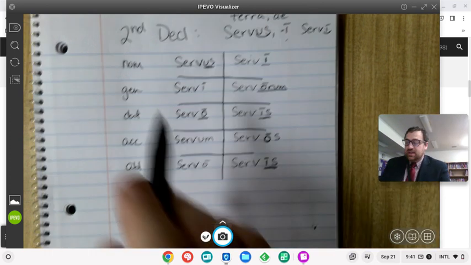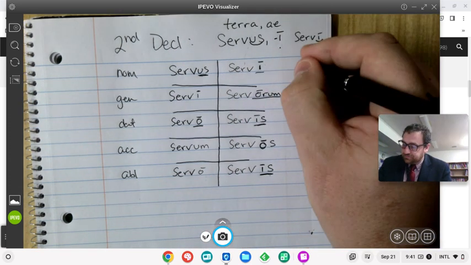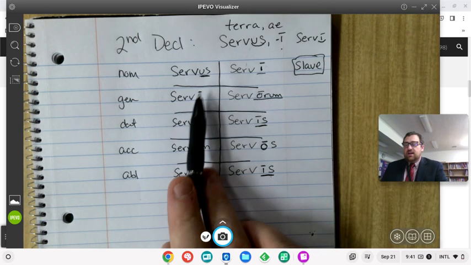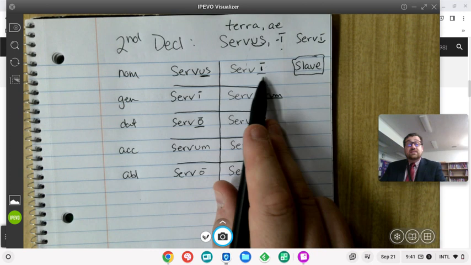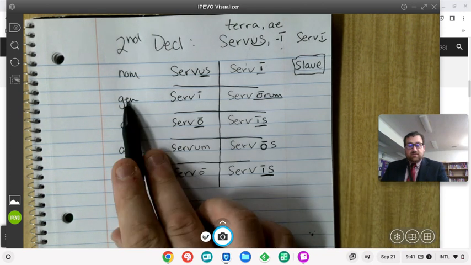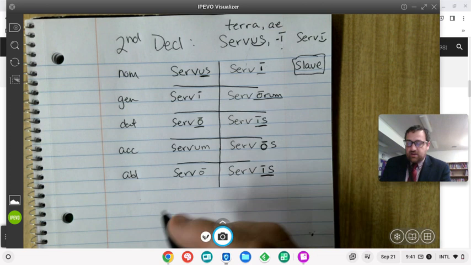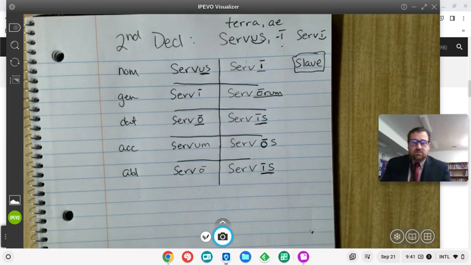And again, this word means slave, or servant, same word. Servus means slave, if the slave was the subject of the sentence. Servi means slaves, if the slaves are the subject of the sentence. Servi also means of the slave. That's what genitive means. It means of. It can also mean the slave's, with an apostrophe s, something that belongs to the slave. It's the slave's book, or the slave's house or something.